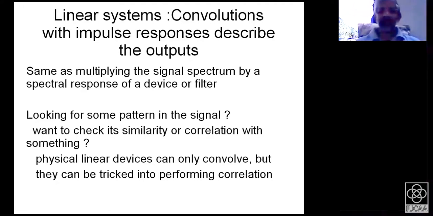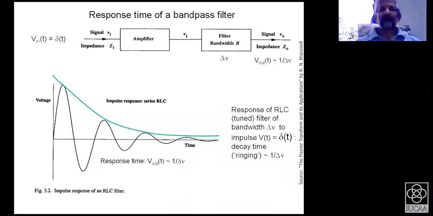But we can trick that into performing correlation, as we will see. So this is one example. Please don't get confused by a description here, which might appear like it is in terms of some electrical system. This is regardless of what the system nature is. We have some input and the system responds to it and gives out an output. The system response, as I said, does not depend on the input. The output depends on the input and the system response.